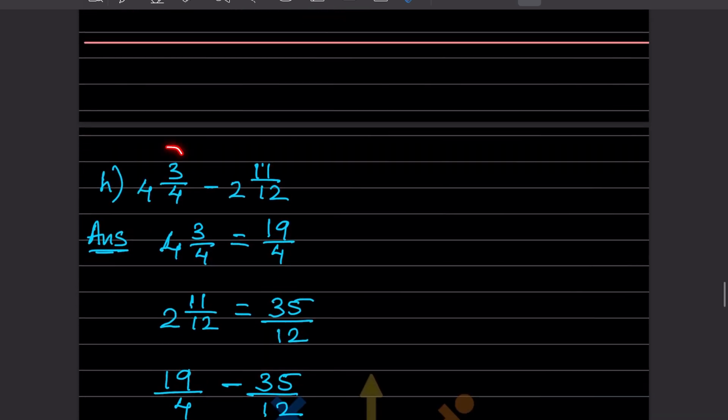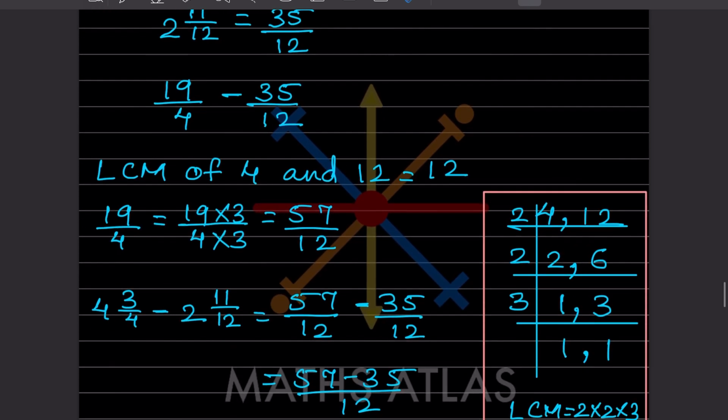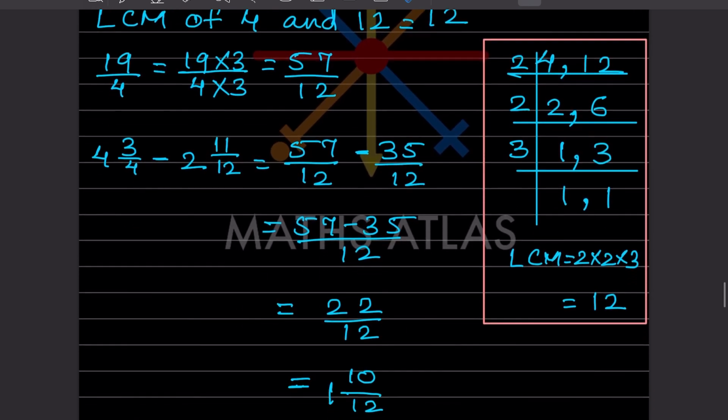Again, here the same. Mixed fractions are given. You have to make them improper. Denominators are different. You make the denominators equal, taking the LCM, and then subtract it.